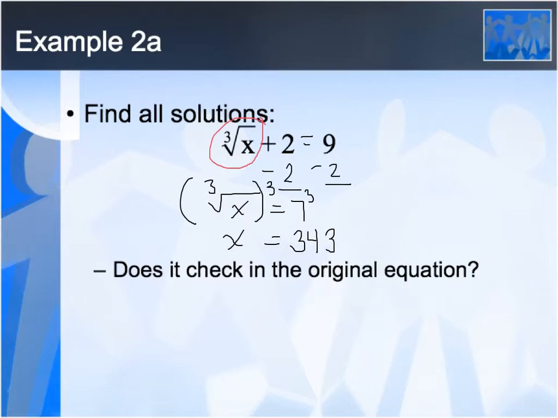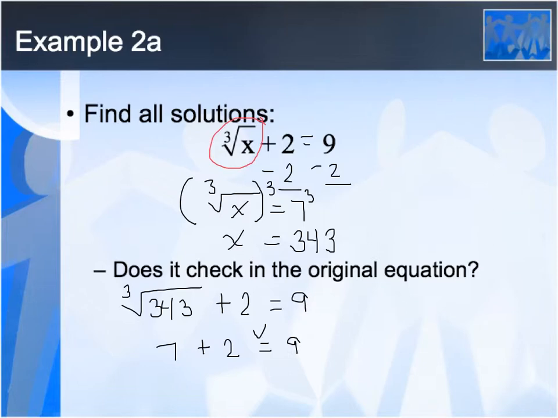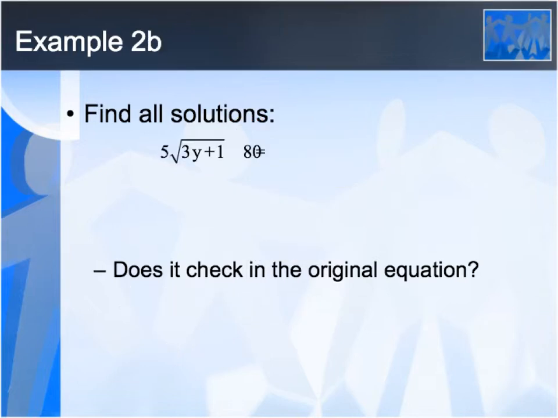But the question is, does it work? If you go back to the original and you replace x with 343, we want to see if it does in fact come out equal to 9. Well, the cube root of 343 is 7, and 7 plus 2 does equal 9, and so 343 is the solution. Okay? In example 3 here, again, we want to start by getting the radical alone.